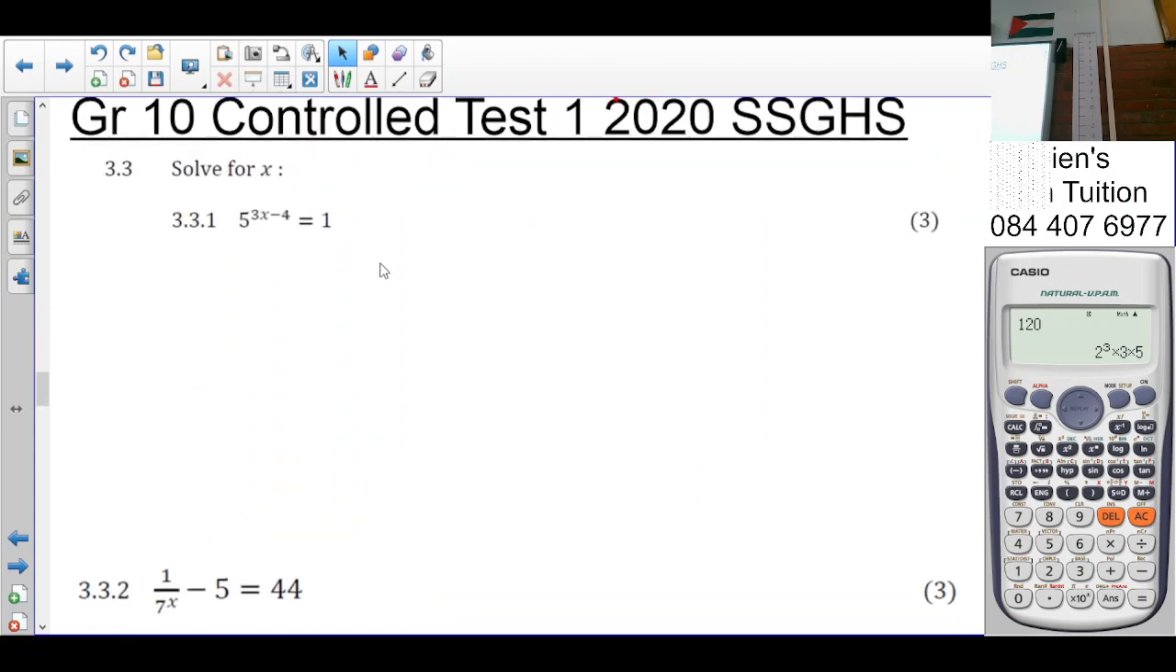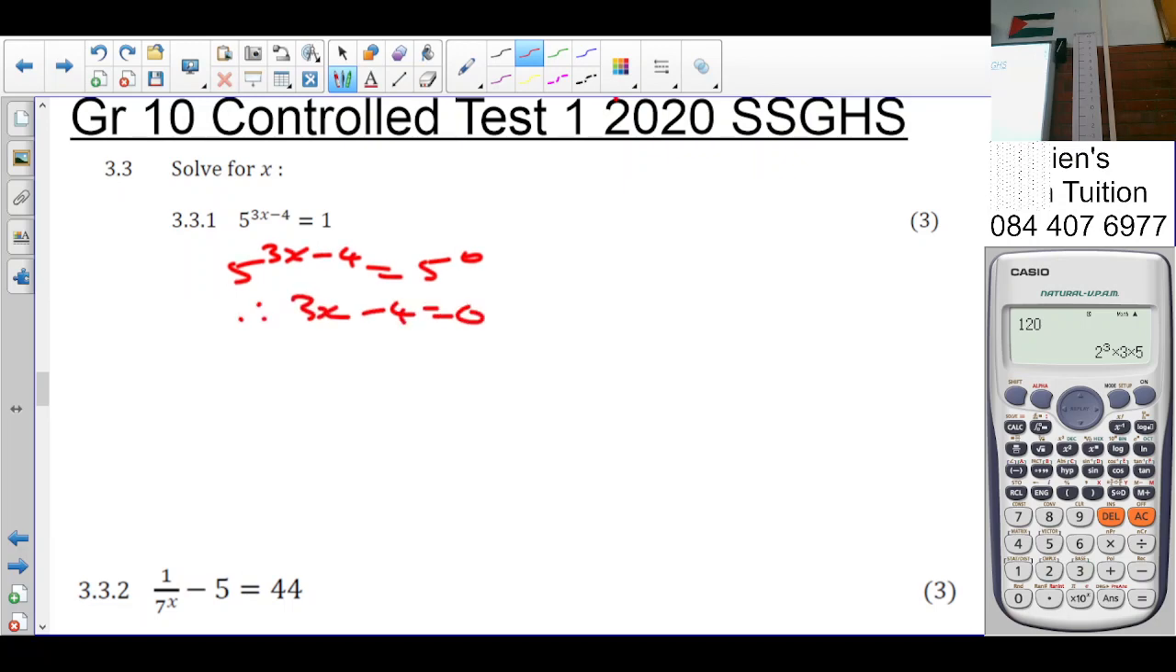It's simply going to be, people, anything to the power 0 is 1. So 5 to the 3x minus 4 is equal to 5 to the 0. Therefore, when bases are the same, exponents are equal. So 3x is equal to 4, x is then equal to 4 over 3. The next one.